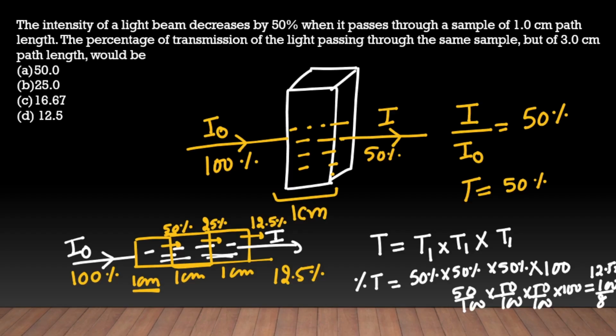Okay, so either this way or that way, both of them you can use. Transmittance is multiplicative in nature. This is the concept you are using. Okay, so this was the answer, that is option D. Now moving on to the next one.